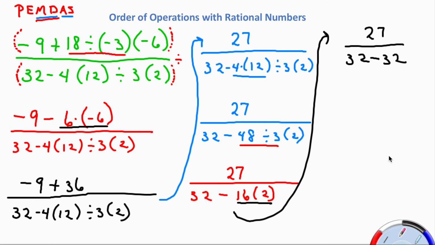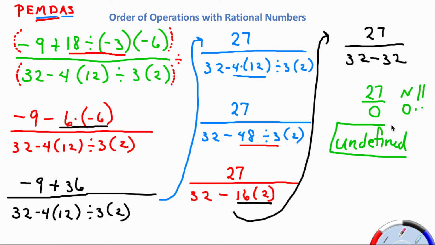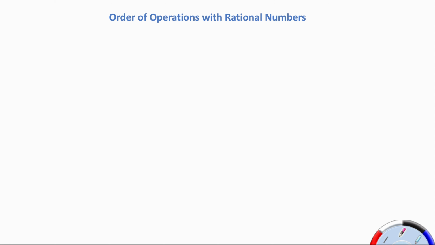And now all that's left to do is add or subtract. 32 minus 32 is 0. Uh-oh, if there's a number on top and a 0 on the bottom, no, that's the one we cannot do, and we call that undefined. Cannot have a 0 in a denominator. You cannot divide by 0. Okay, so practice those. Let me know if you need any help.